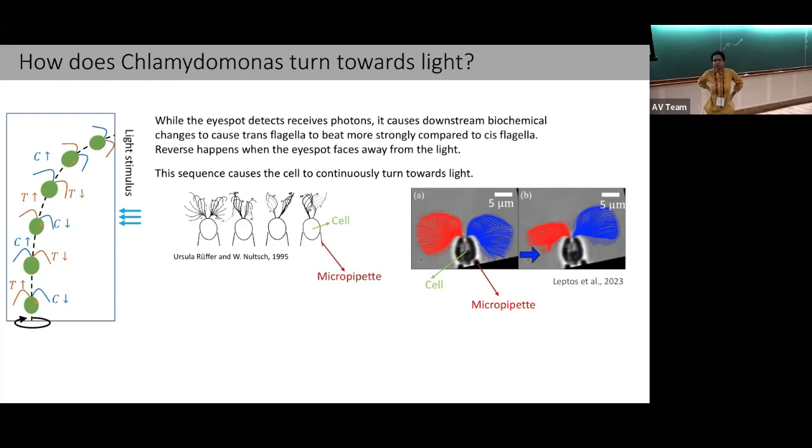In that case, in the absence of a stimulus, either flagellum can move slightly more than the other, and that would reorient the cell. Okay.